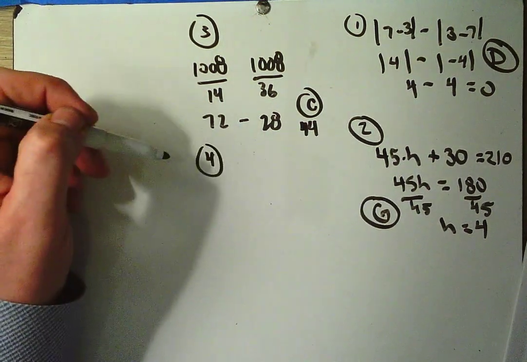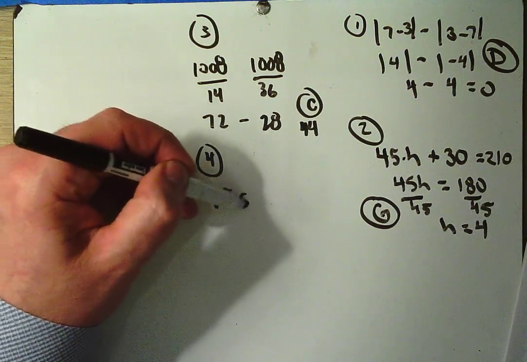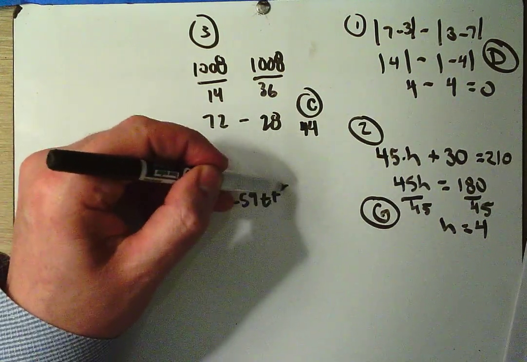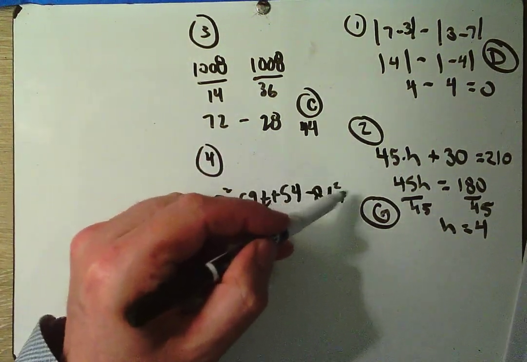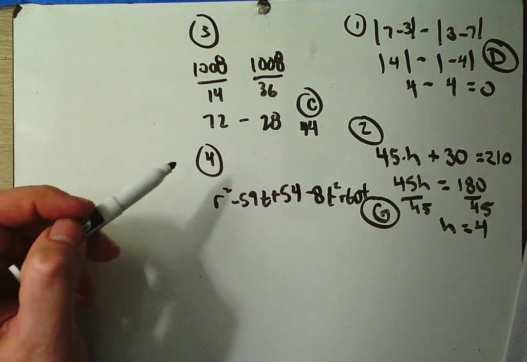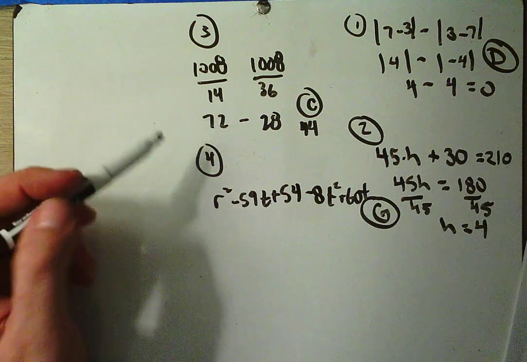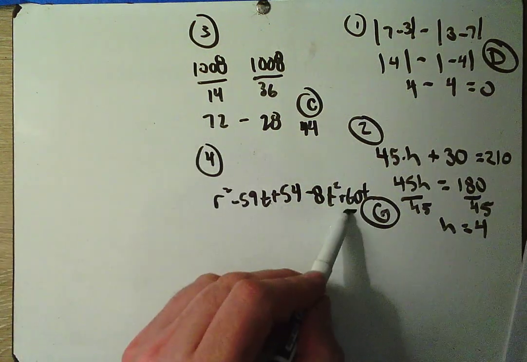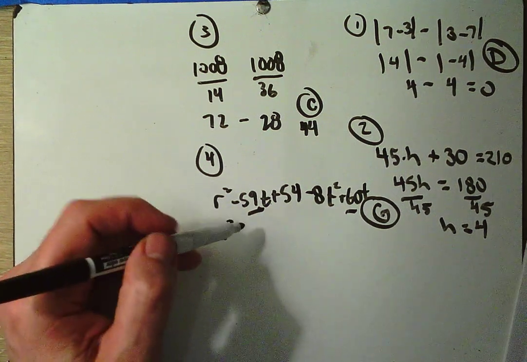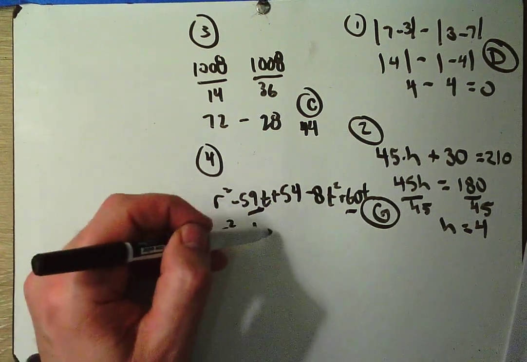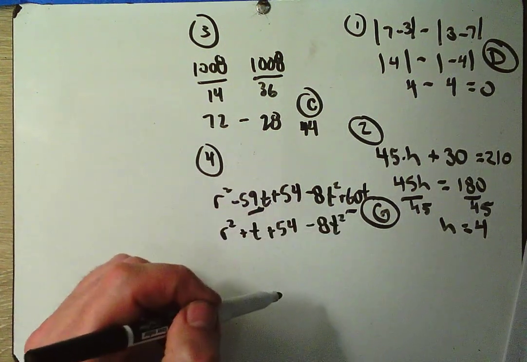Number 4. It says r squared minus 59t plus 54 minus 8t squared plus 60t is equivalent to what? Well, they'd like me to combine like terms. And do I see any? Why, look, I see some t's that can be combined. So I'm going to have r squared plus t plus 54 minus 8t squared.